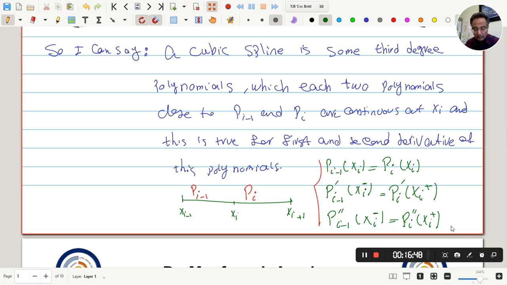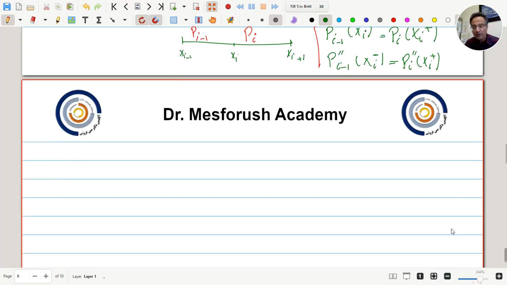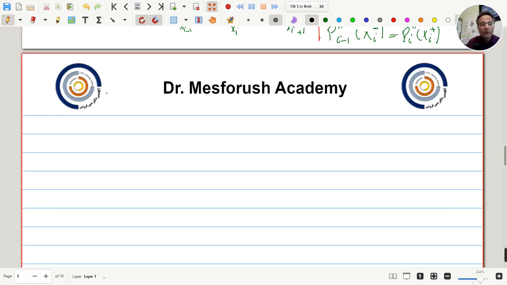Okay? So, now what can we find? Now, in fact, we want to find some interpolating polynomial, cubic polynomial, like this p1, p2, p3, p4, and so on, such that in fact the collection of all of these polynomials can interpolate the function f. Okay, the function f.